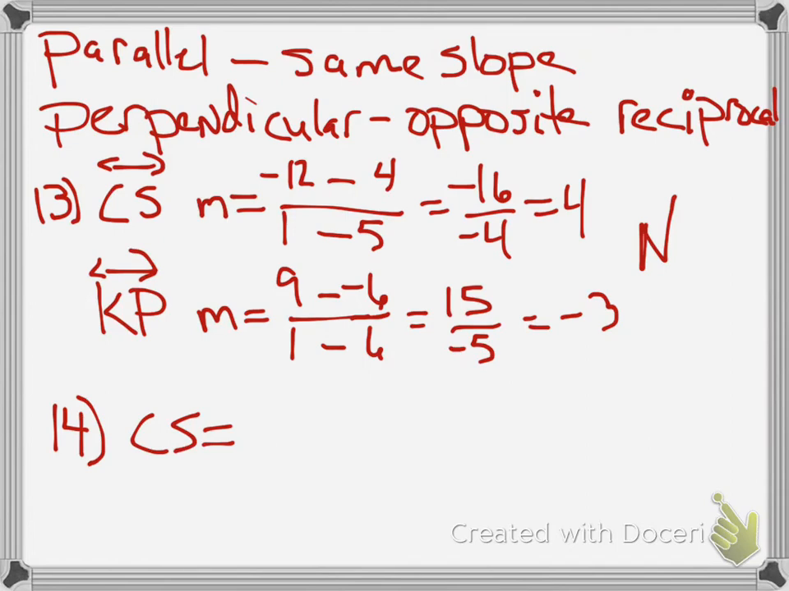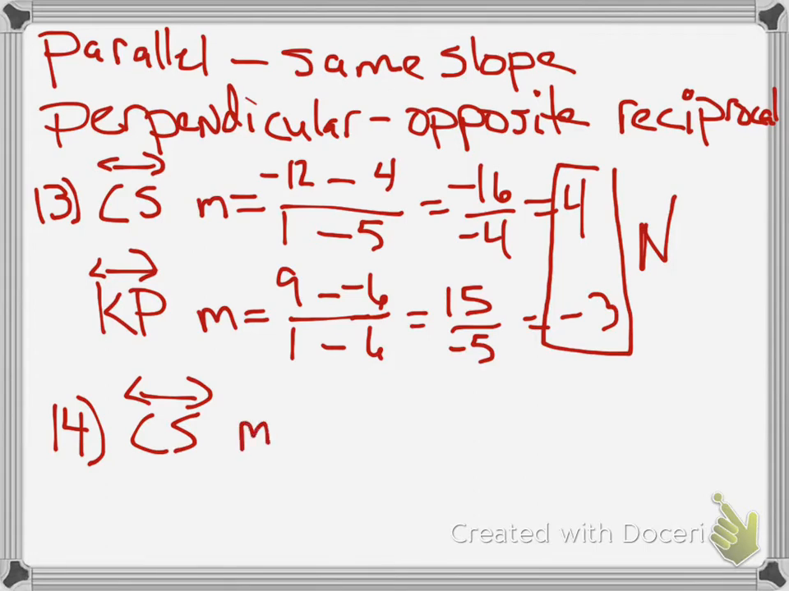Okay, so the next ones, make sure you understand what is parallel and what is perpendicular. You want to make sure that you understand that parallel is same slope, perpendicular is the opposite reciprocal. If it's not either one of those two, then it's neither. So like here on number 13, you can see I took the two points and found the slope and got a slope of 4. And for the other one, I got a slope of negative 3. Since they're not the same slope and they're not opposite reciprocals, they are neither.